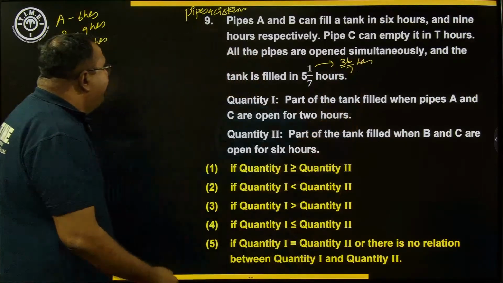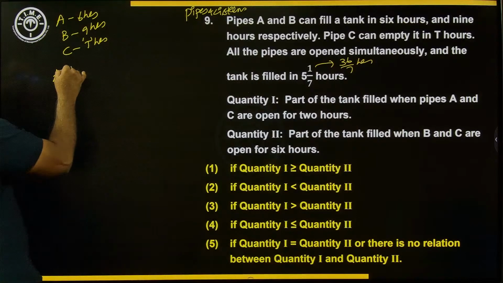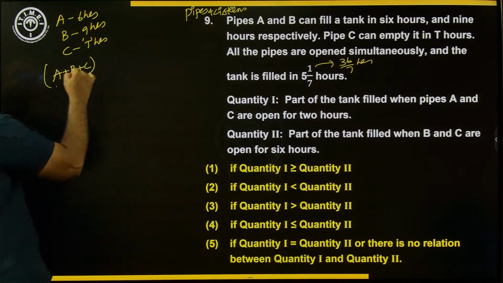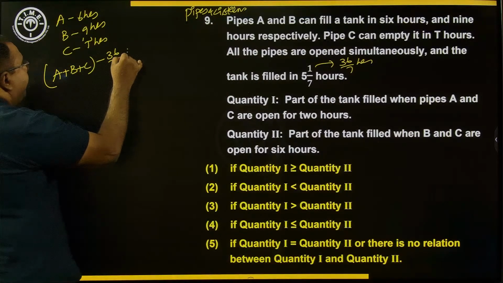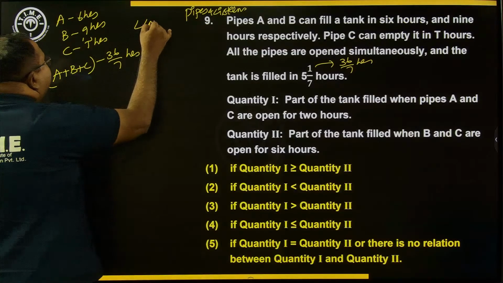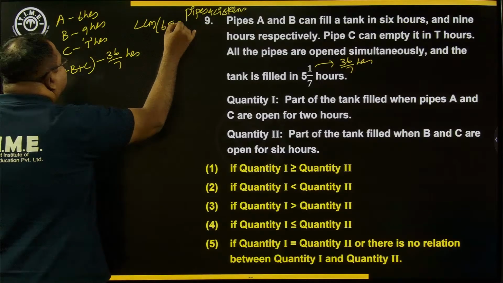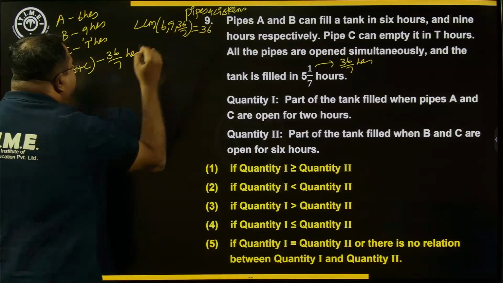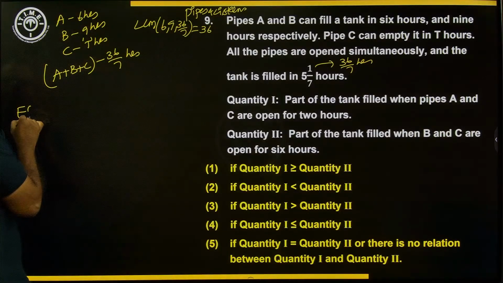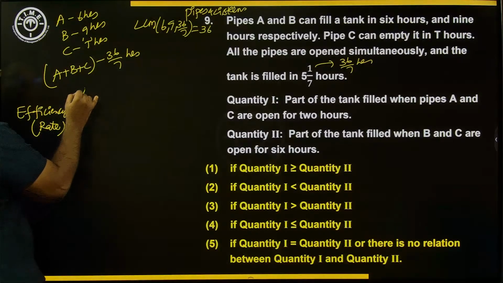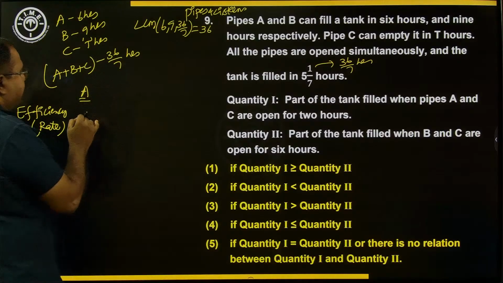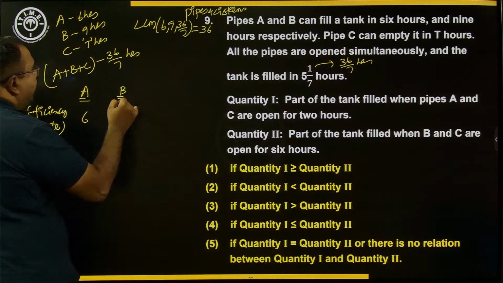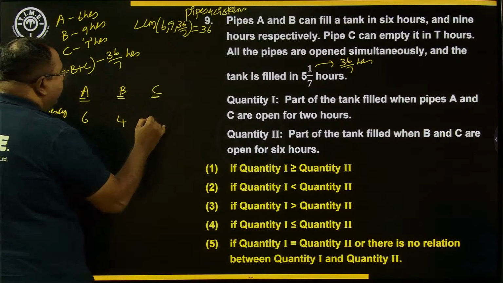That means if I open A, B, C all together, A plus B plus C together takes 36 by 7 hours. Let me take the LCM of 6, 9, 36 by 7. So it is the LCM of numerators by the HCF of denominators. Let me take 36. Let me write down their efficiency, or rate, whatever you call it. A is 36 by 6 units, B is 4 units, C we don't know, we have to find out.